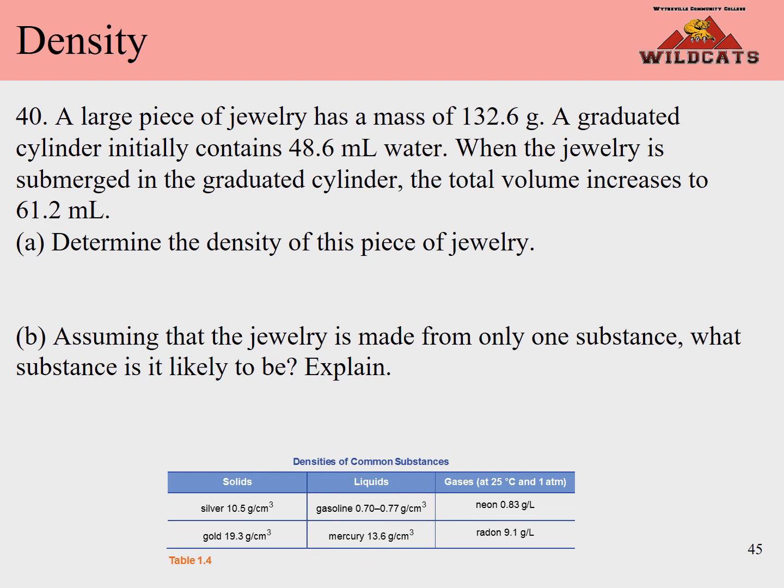So if we have a large piece of jewelry, it has a mass of 132.6 grams. A graduated cylinder initially contains 48.6 milliliters, then the jewelry is dropped into the graduated cylinder and the water rises to 61.2 milliliters. So to find the density, we need the mass over volume. The density is that 132.6 grams, which was an extensive property, divided by the difference in the volume change, which is the volume of the jewelry, and we end up with 10.5 grams per centimeter cubed.